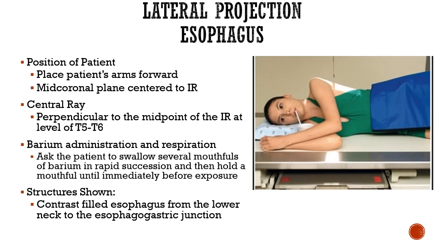On the lateral projection, we want to have the patient's arms forward and the mid-coronal plane centered to the image receptor. But on everything else, we're going to have the same central ray, the same barium administration, and the same structures shown as we did for the other two images of the esophagus.